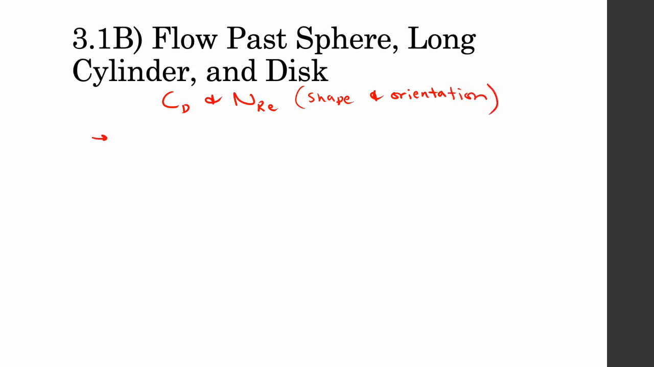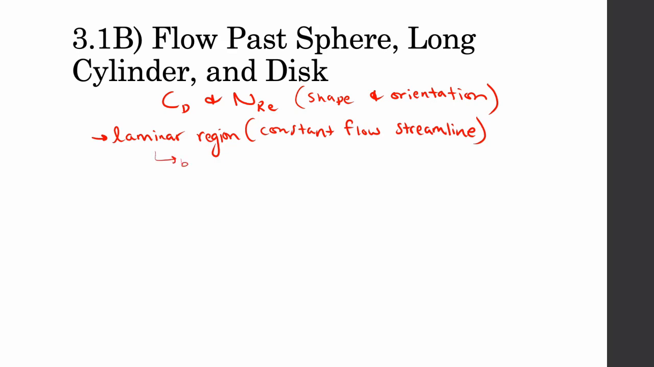So a key region we have is our laminar region, which is basically a constant streamline flow of the fluid. Basically, the relationship between the Reynolds number and the drag coefficient is going to be linear. This is also what our boundary layer is. So our boundary layer is also this.